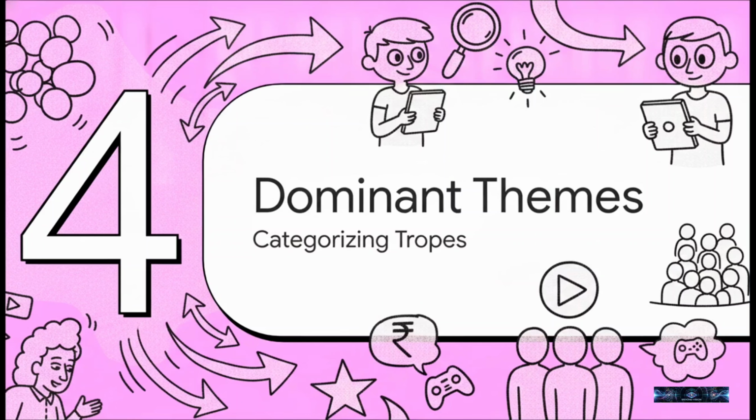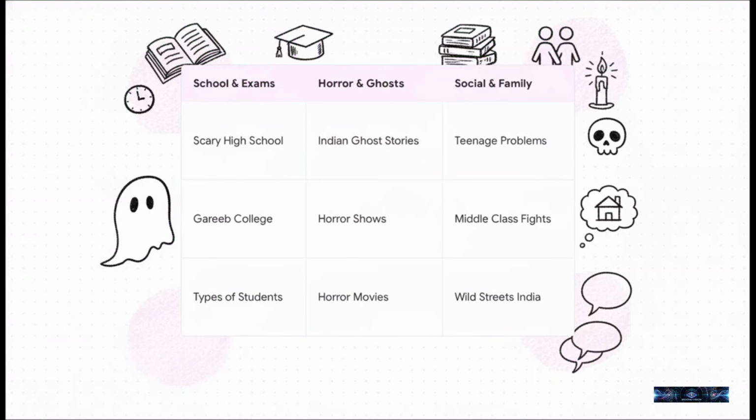To really grasp the mechanics of this ecosystem, we've got to look at the recurring patterns in all this sidebar data. So, the crucial point is, creators in this space aren't just guessing what's going to work, they are actively hacking the algorithm with highly relatable, culturally specific tropes. If we look directly at the sidebar data, the content heavily indexes into 3 very distinct buckets: school and exams, horror and ghosts, and social or family commentary. Let's break these down to see exactly why they are so wildly effective.